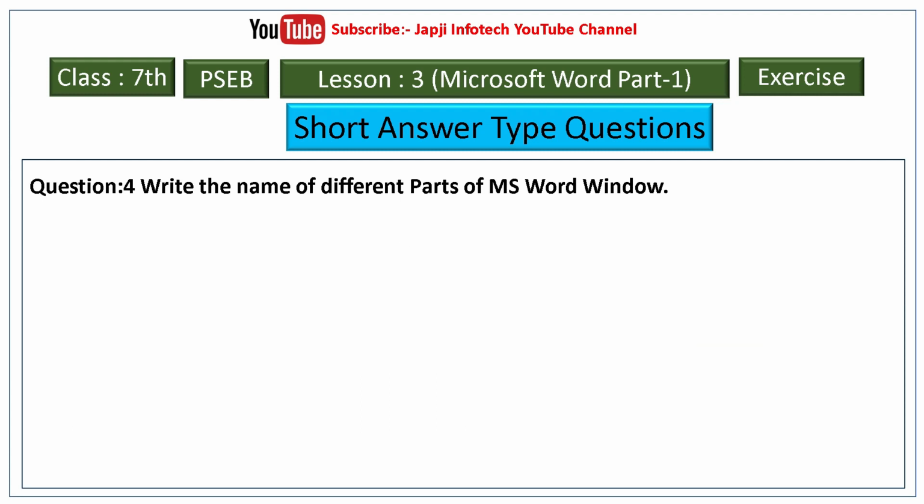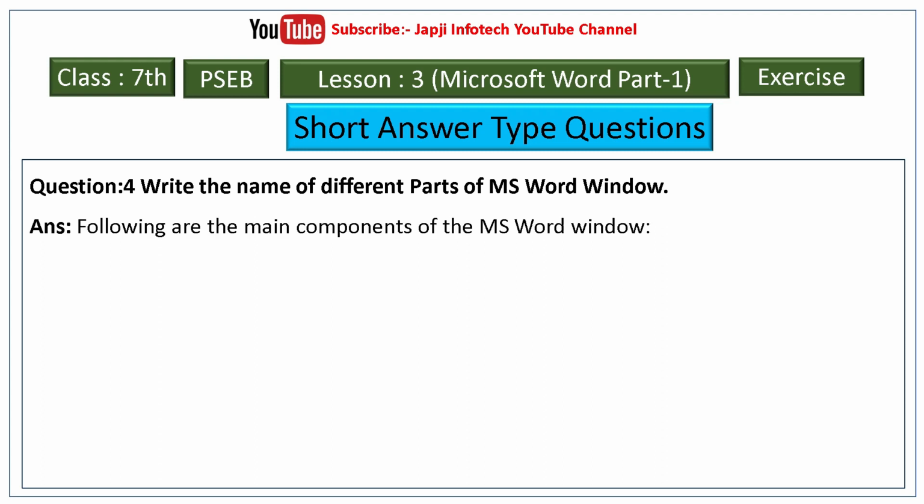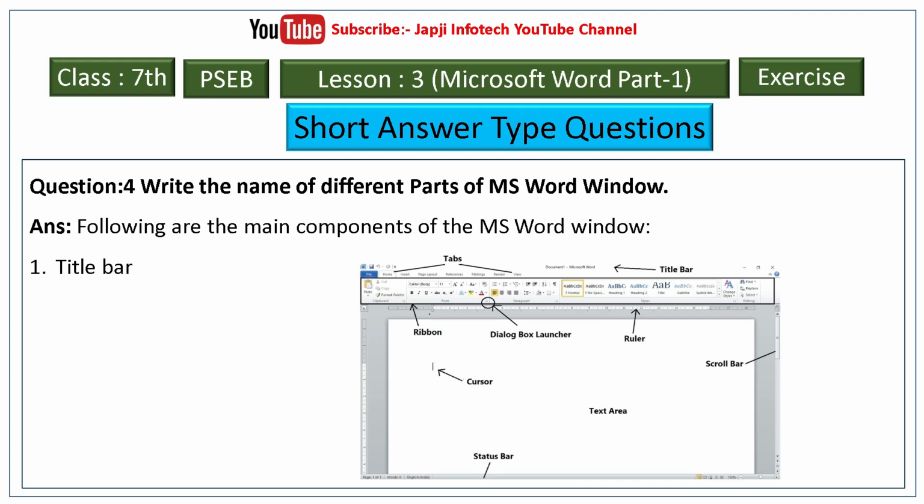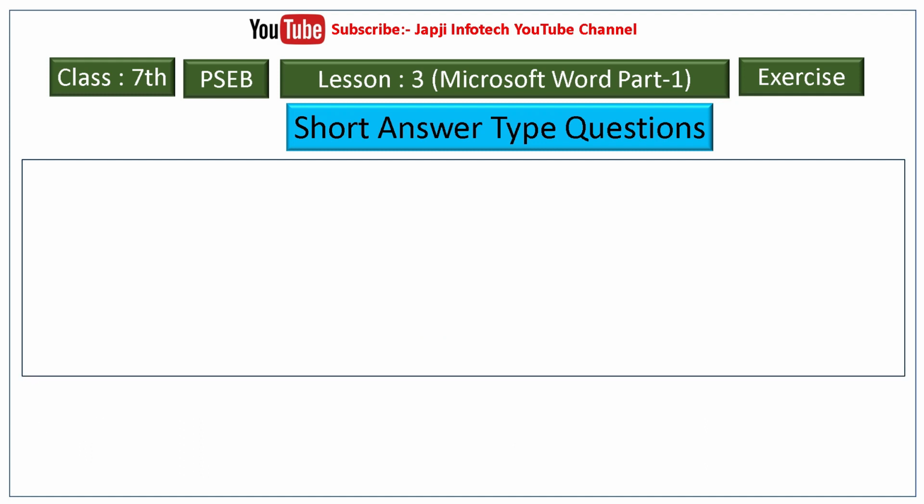And the fourth question is: write the names of different parts of MS Word window. So following are the main components of the MS Word window. The first one is title bar, second one is ribbon and tab, third one is text area, fourth one is status bar, fifth one is scroll bar, sixth one is ruler.